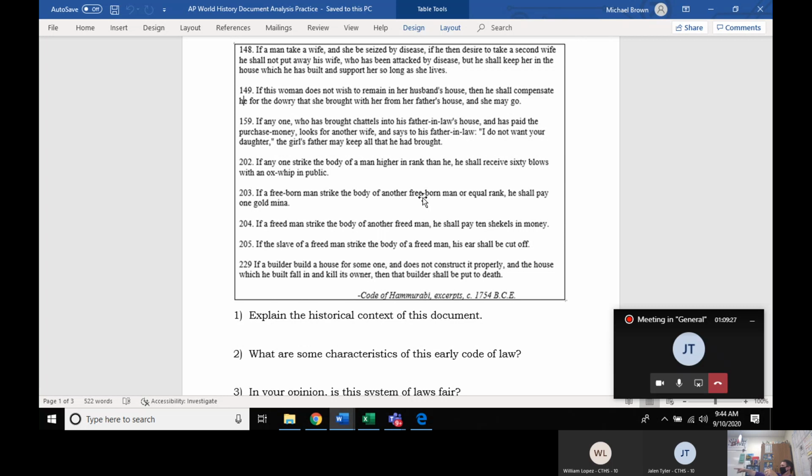Status. Say it again. Status. We call that social hierarchy. Guys, a lot of earlier legal codes reinforce social hierarchy, social classes. Guys, today there are still social classes, but they're much more informal.